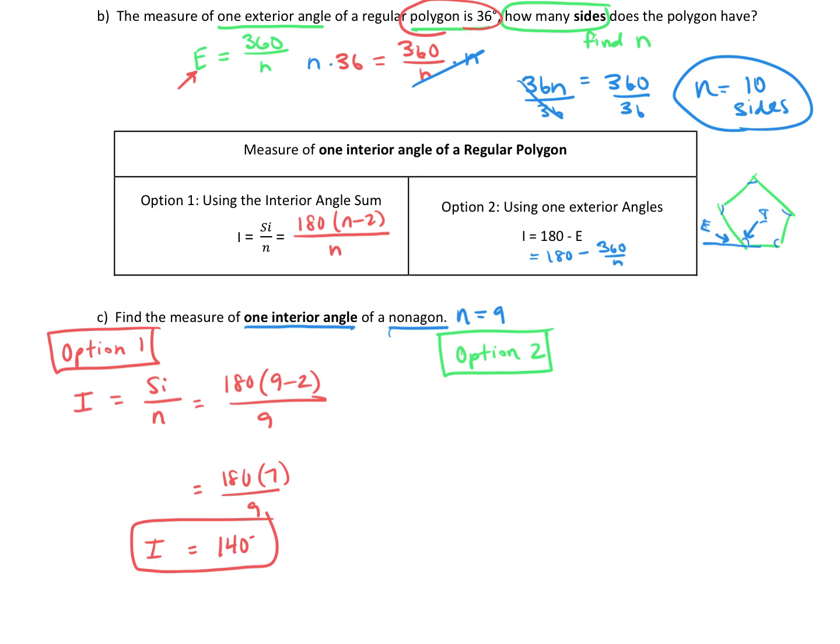Sounds like fun. All right, so option 2, our interior angle is 180 minus the exterior angle. And our exterior angle is found by taking 360 divided by n. Actually, why don't we just fill in our n right now? We know that we have 9 sides. 360 divided by 9 is 40. And 180 minus 40 is 140 degrees. So you can see we're getting the exact same answer, just 2 different approaches. So you can pick your favorite and run with that one.